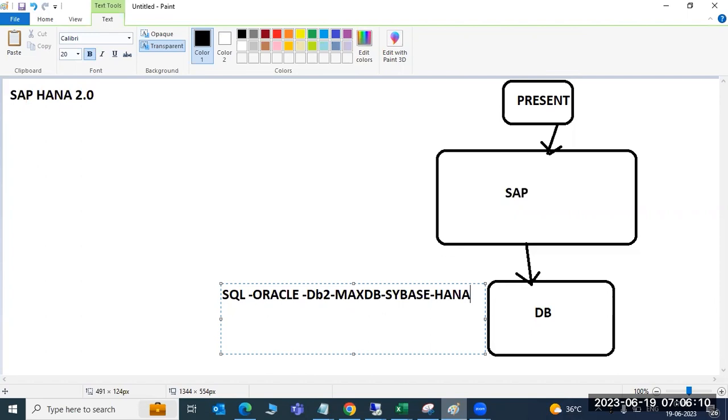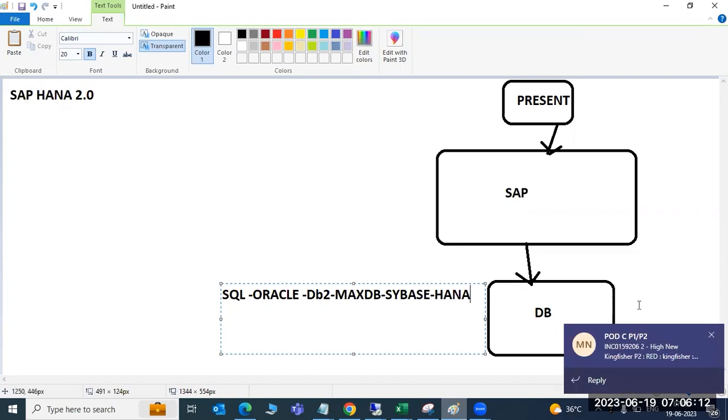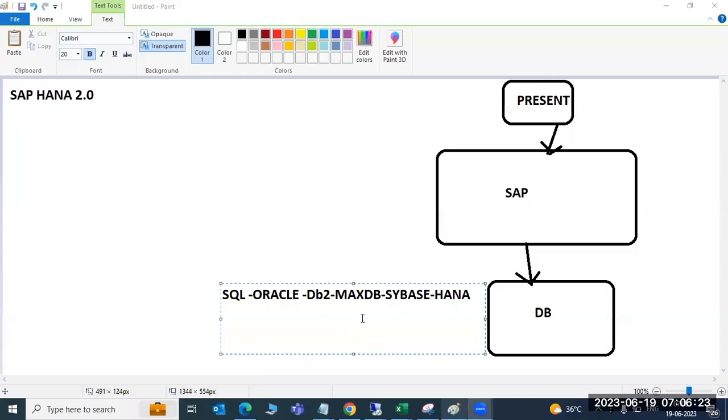But what is the difference? What is the difference of this HANA database? Why are we discussing only the HANA database, not the other databases? Why are all customers nowadays using the HANA database? What is the importance here? Why is every customer migrating from other databases to HANA databases?